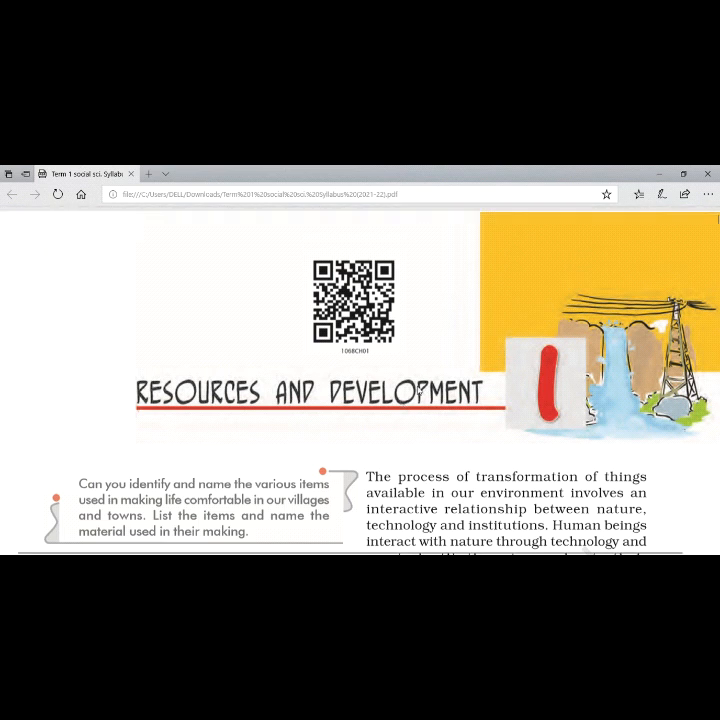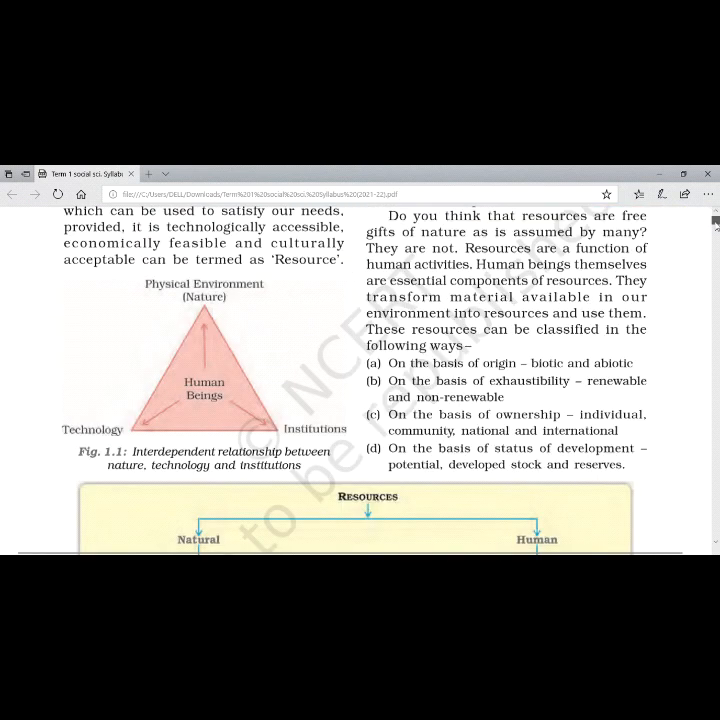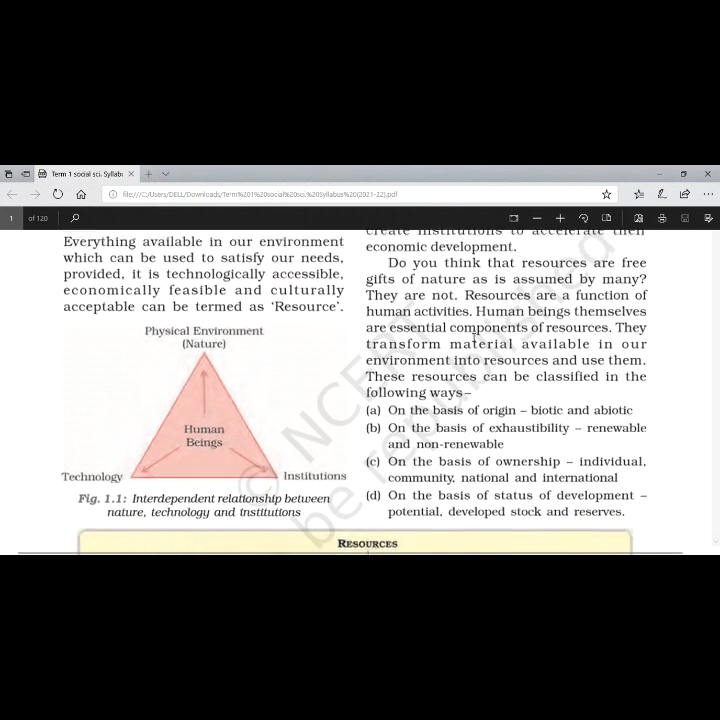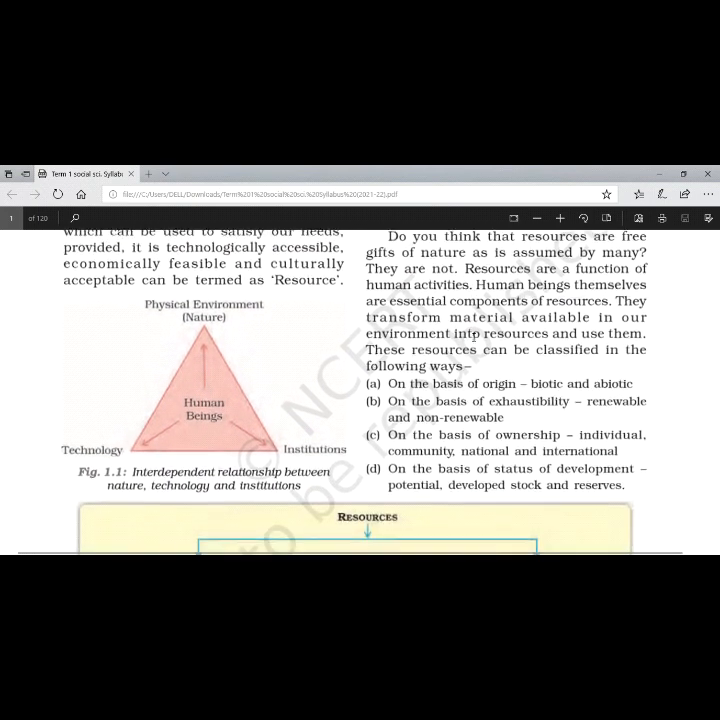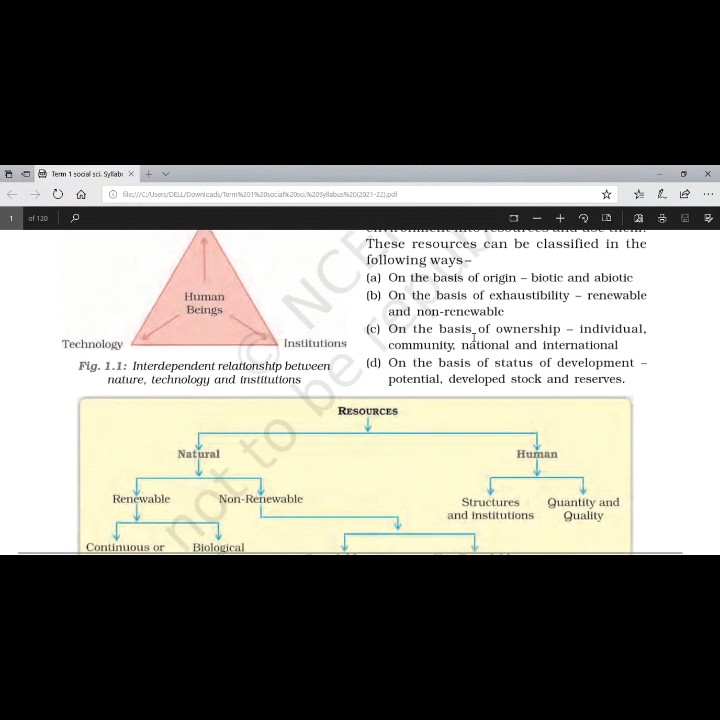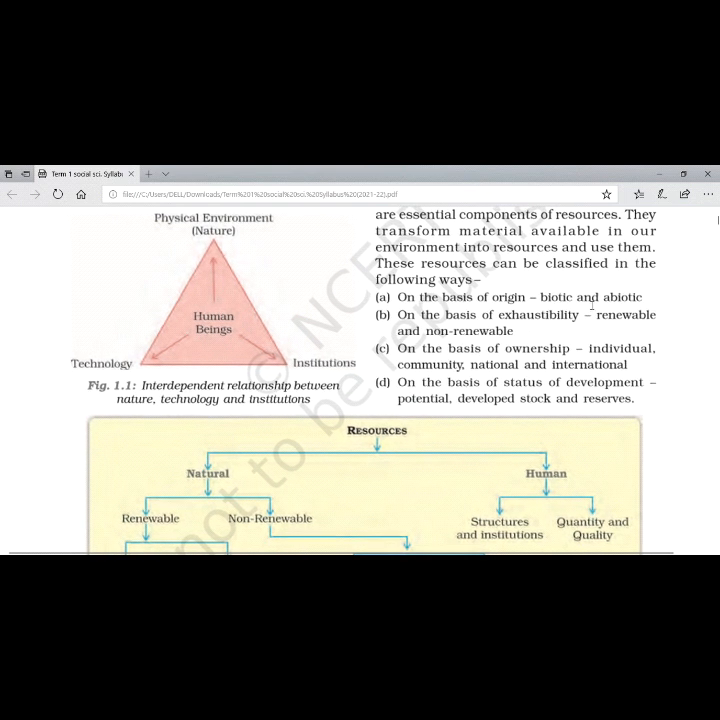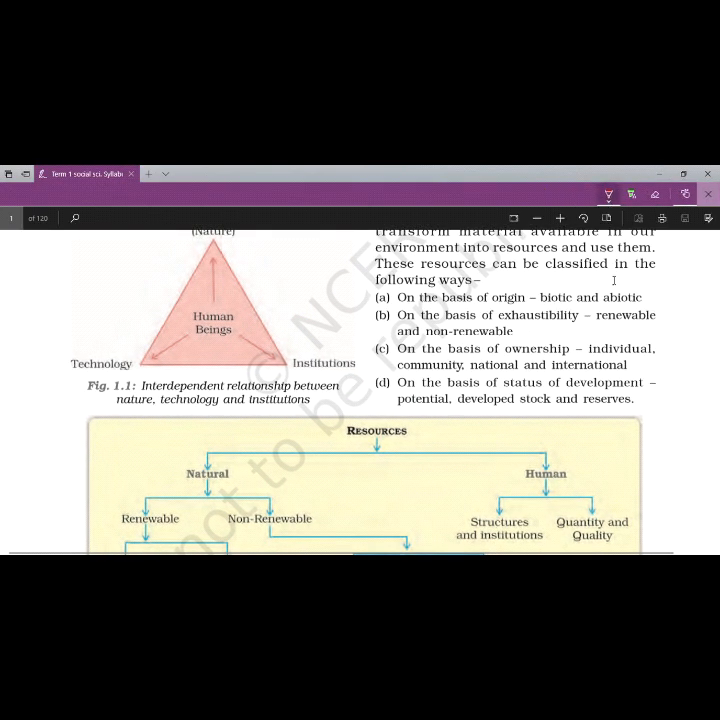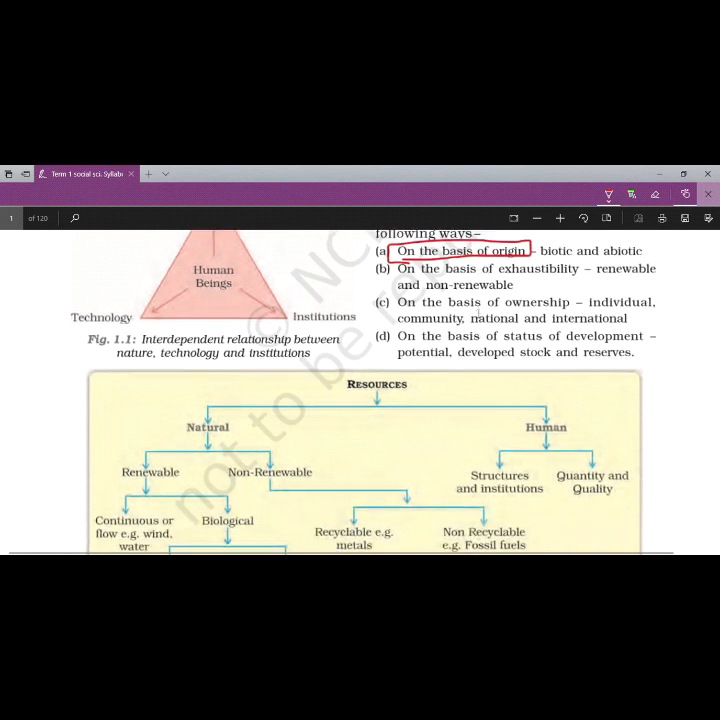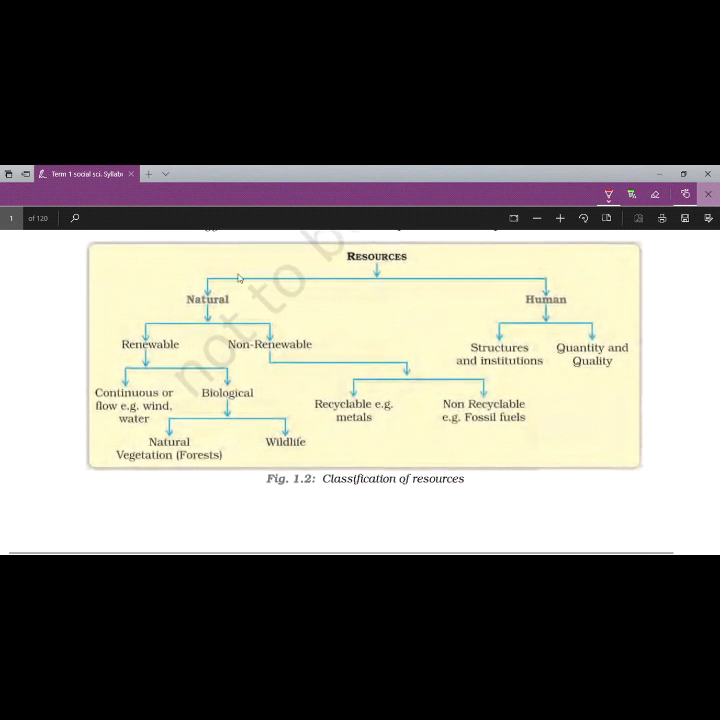In this chapter, many questions can be asked by the examiner. For example, on the first page, the MCQs are on the basis of origin. How can you classify resources? Biotic and abiotic. You can get a 1 mark question from here on the basis of origin, biotic and abiotic. Then renewable and non-renewable. Then you can also get the options individual, community, national. 4 options will be given for this and you have to select one option. It's easy. Then resources, then its flow chart is important.